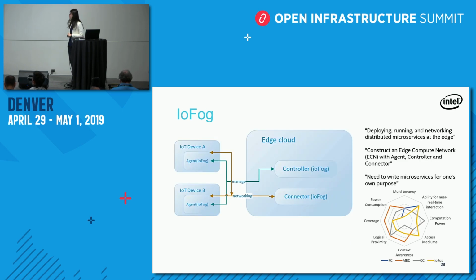So this will be the last project, ioFog. It is a project within the Eclipse Foundation. It is the project with the simplest architecture. It is trying to deploy, run, and network distributed microservices at the edge, and it has only 3 components here: agent, controller, and the connector.